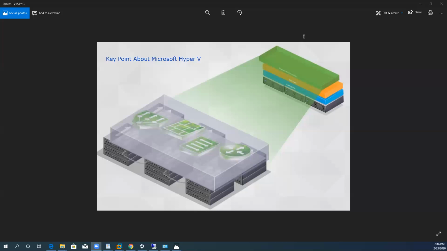So I hope that you get the second important point about the type 1 hypervisor: number one, it doesn't depend on the operating system, and second, it has the capability to directly coordinate with the hardware resources.